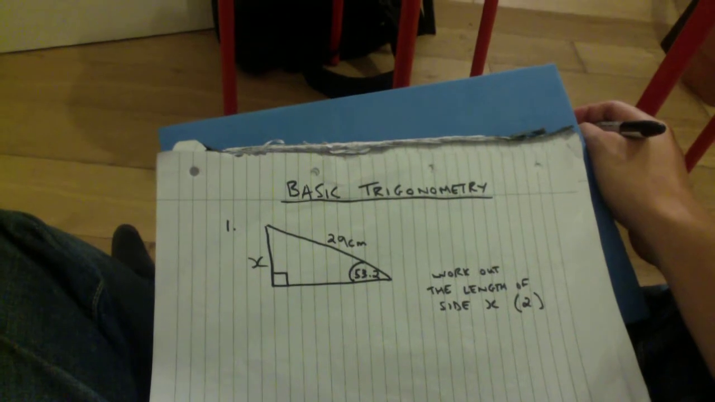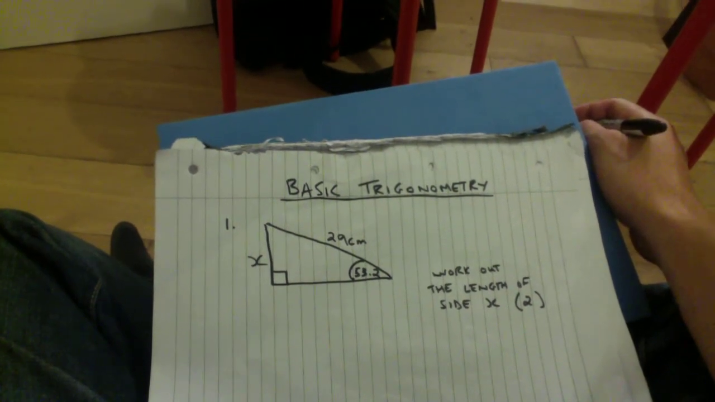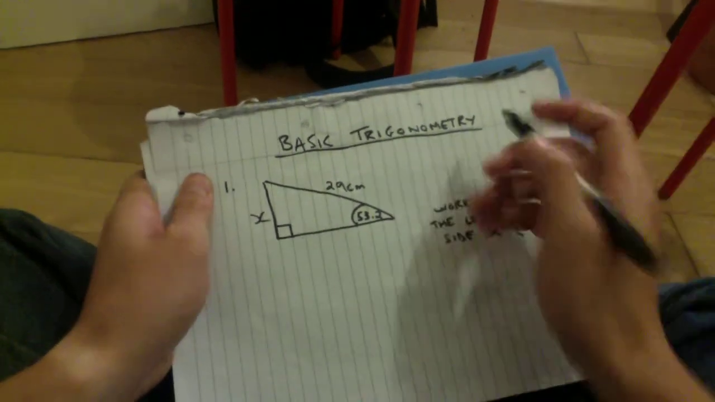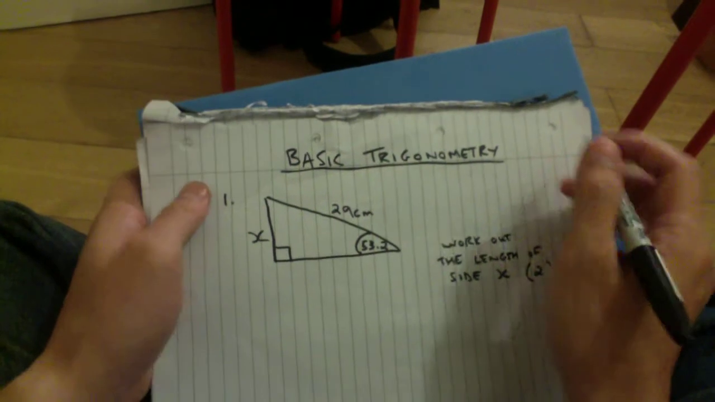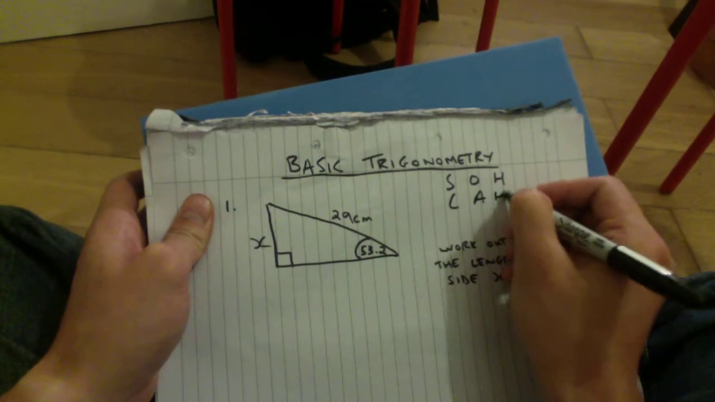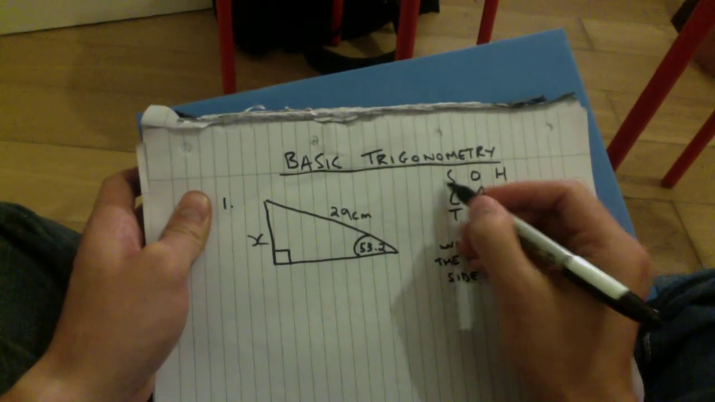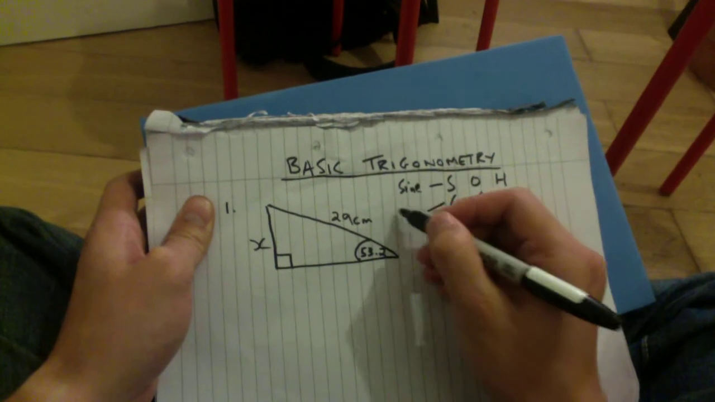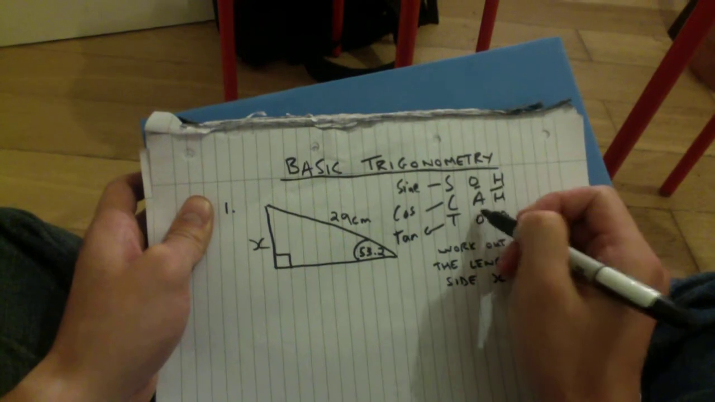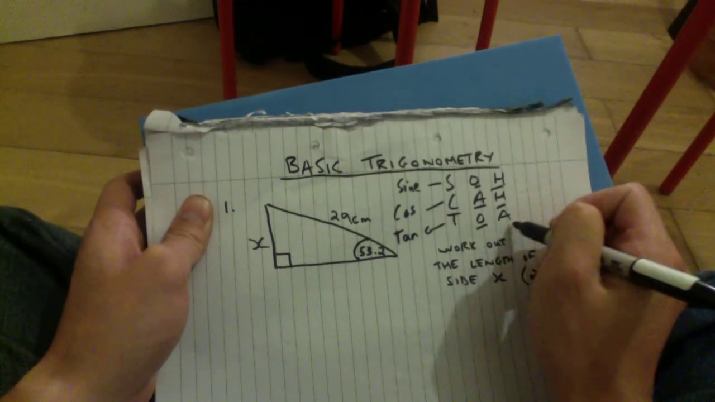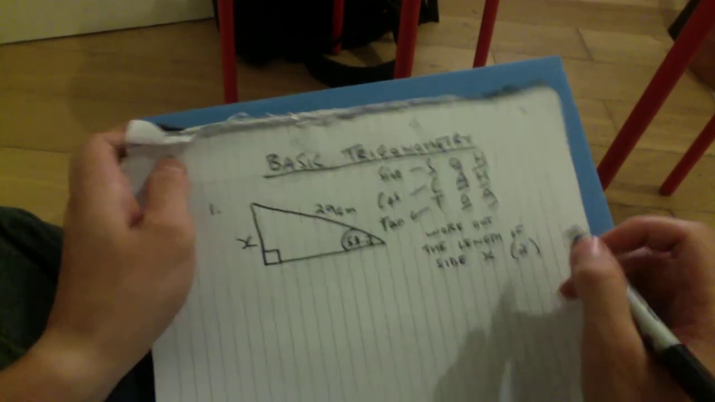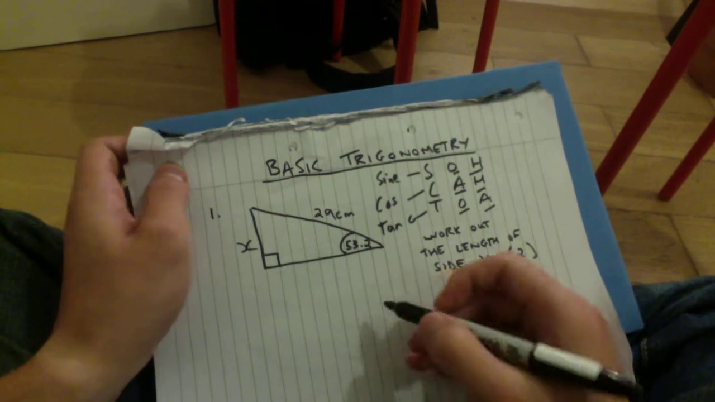So we'll just go through this very quickly. Okay, so this is the question that was in your exam paper. As you already know, the most important thing is SOHCAHTOA. So that's for sine, cos, tan. Opposite over hypotenuse, adjacent over hypotenuse, opposite over adjacent. Okay. So the question in the exam was work out the length of side x. You get 2 marks, one for the correct answer and one for the working out.